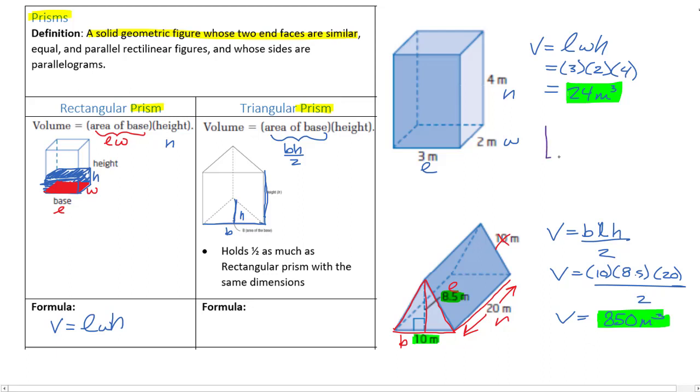Think about the area of a rectangle, right? Area of a rectangle, length times width. Well, what's the area of a triangle? The area of a triangle is just half. I could cut it this way or I could cut it this way.